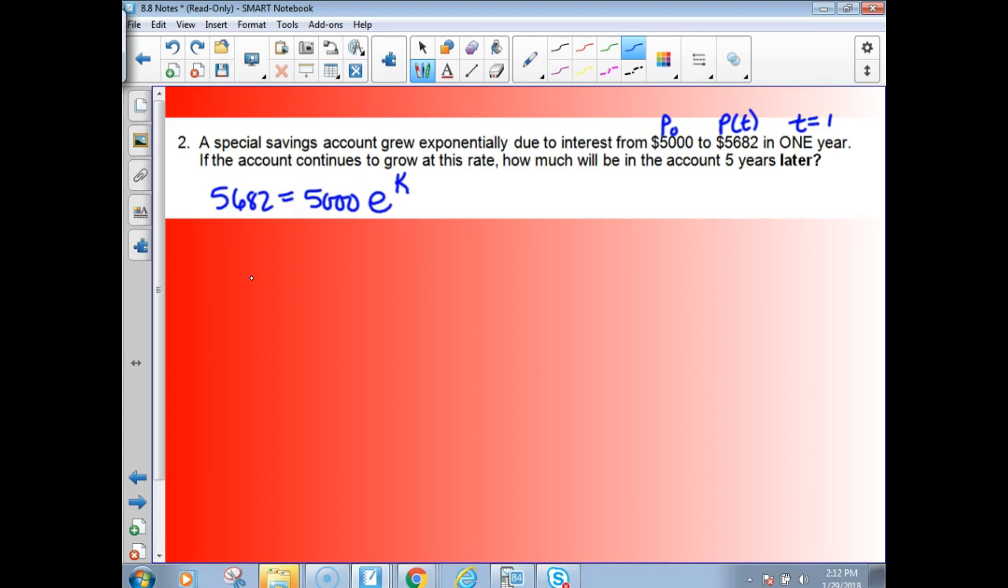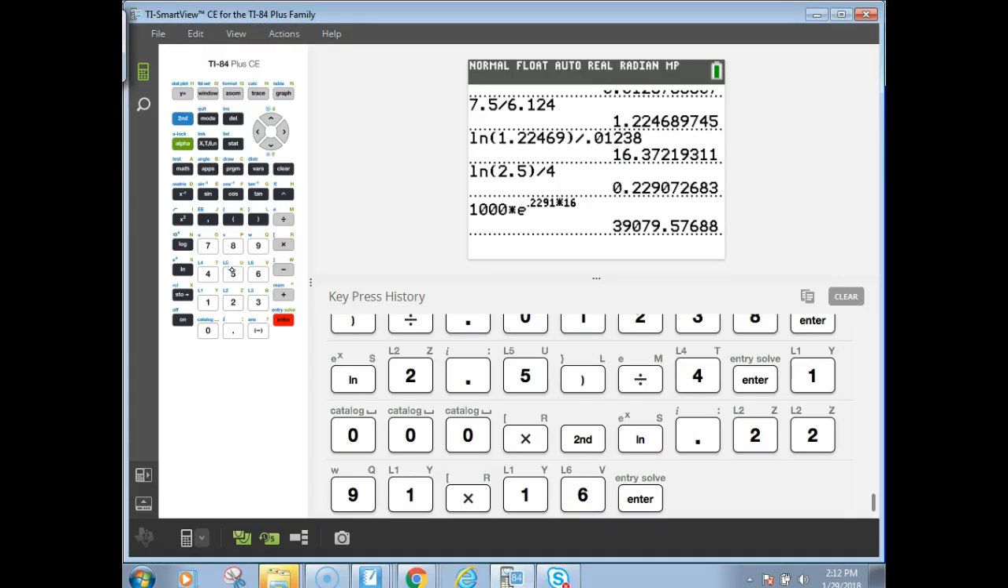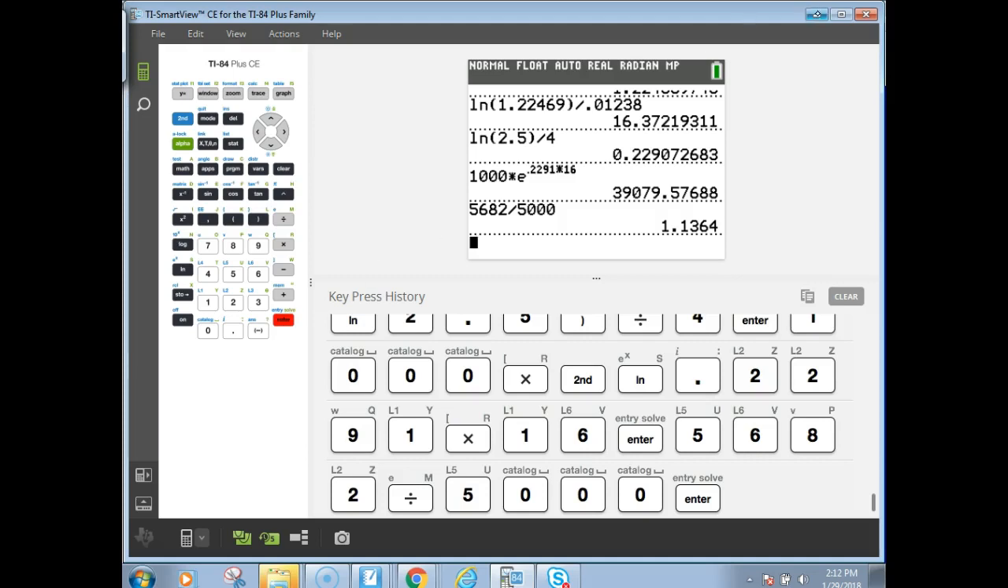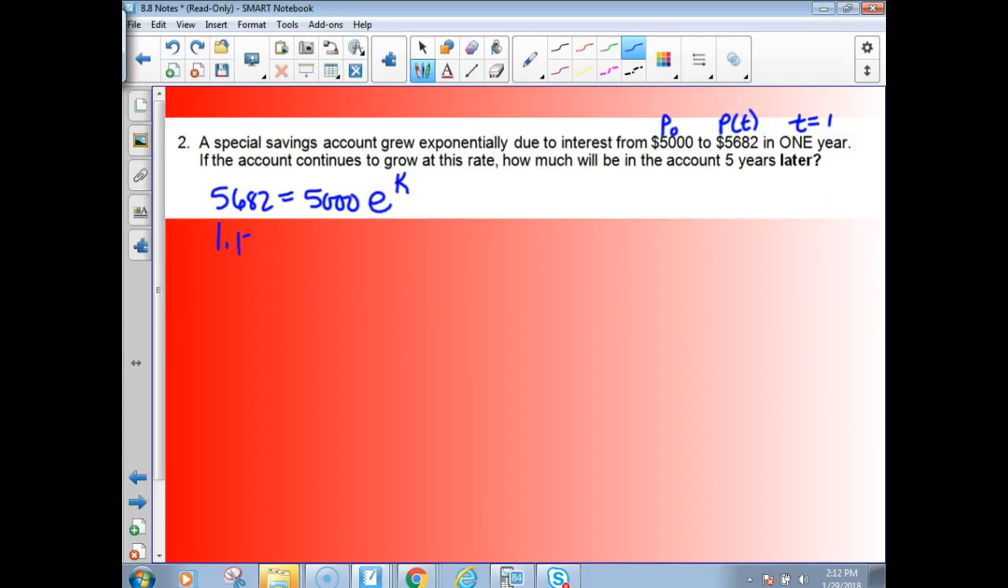Divide by 5,000. 5,682 divided by 5,000 would be your first step. This one's going to find us k really quick. 1.1364, and that equals e to the k. And now we take the natural log, and that's going to equal k times the natural log of e. We know the natural log of e is 1. So we just have to type in the natural log of 1.1364.